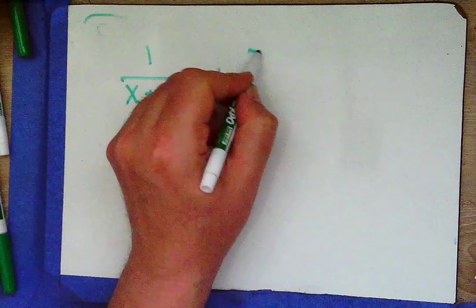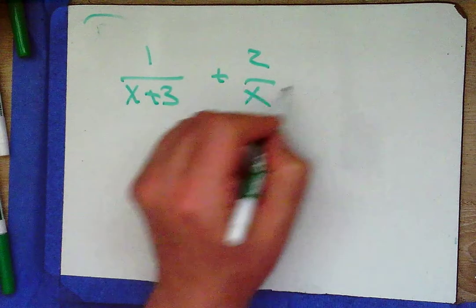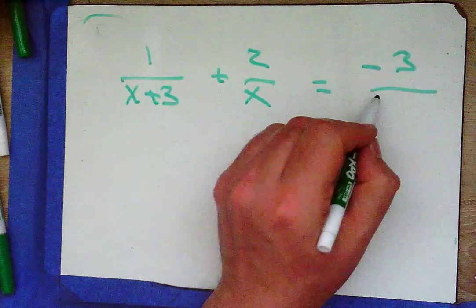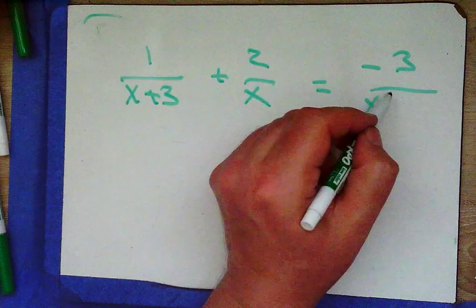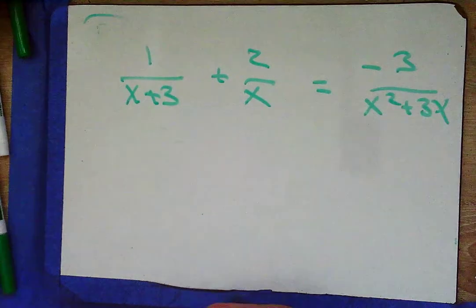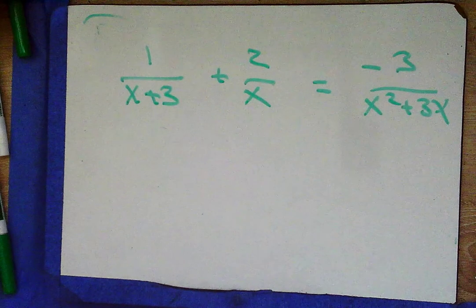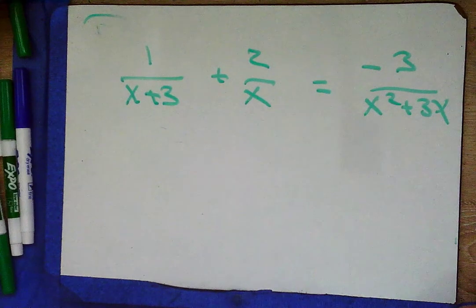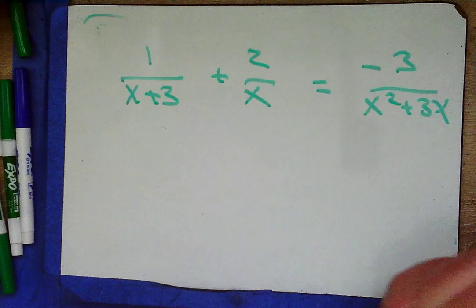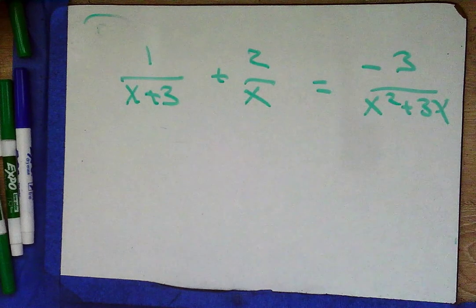All right, how about this one? 1 over x plus 3 plus 2 over x equals negative 3 over x squared plus 3x. All right, why don't you try solving this one? Come back when you're done, and we'll see how it went for you.